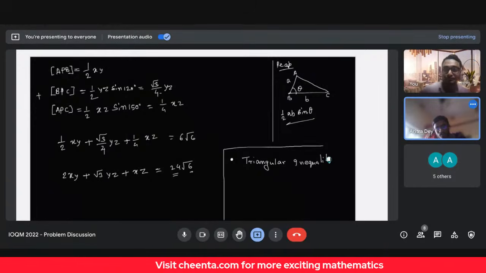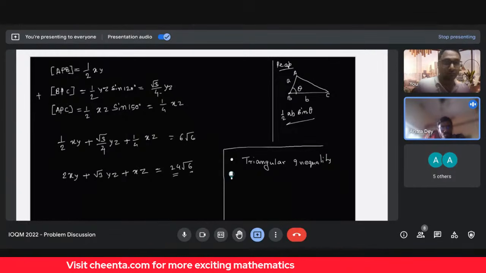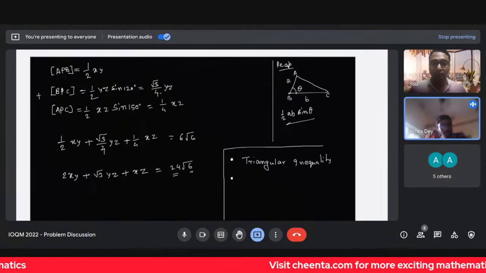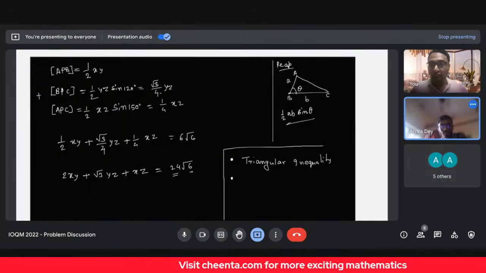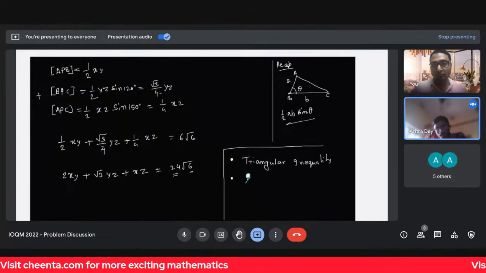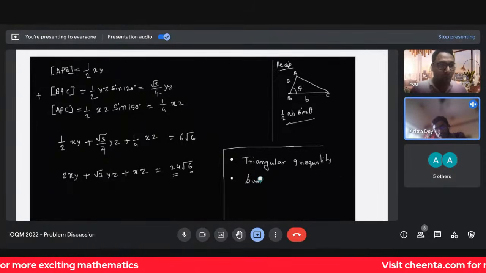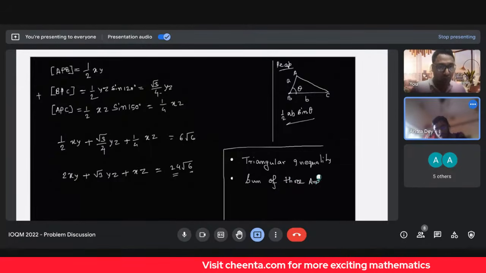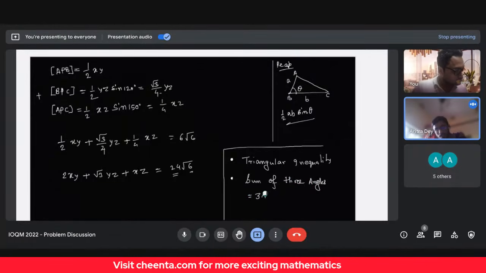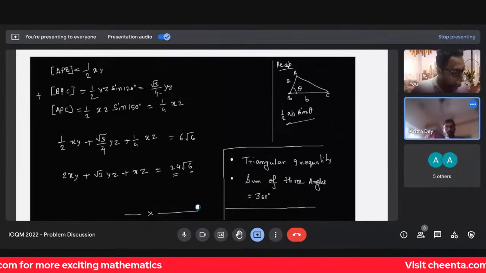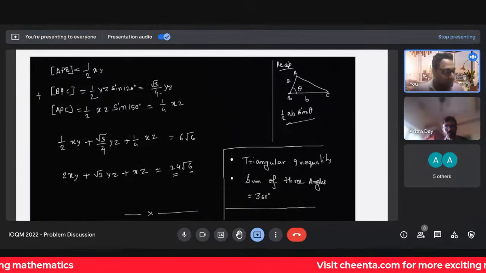Another thing that is also very important is that these three angles really sum up to 360 degrees. Otherwise, the entire method fails. So it is a very important point that the sum of the angles equals 360 degrees. And here is the end of this beautiful problem. Okay, thank you, Arithro. That was awesome.